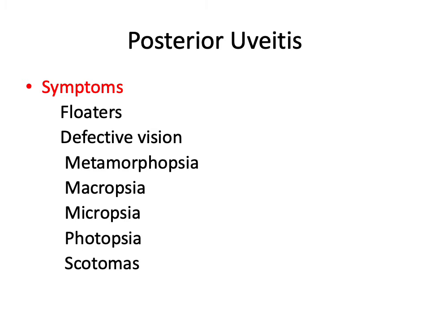Also, the patient may complain from seeing metamorphopsia. Metamorphopsia, it is seeing the objects distorted. This object may be larger than its size, it's called macropsia, or smaller than its size, it's called micropsia. Also, the patient can see flashes of light, which is called photopsia, or he can't see some parts of the field, which is called scotomas.